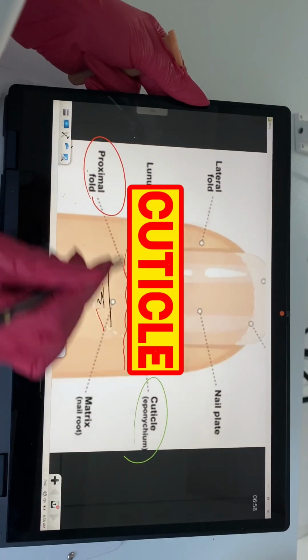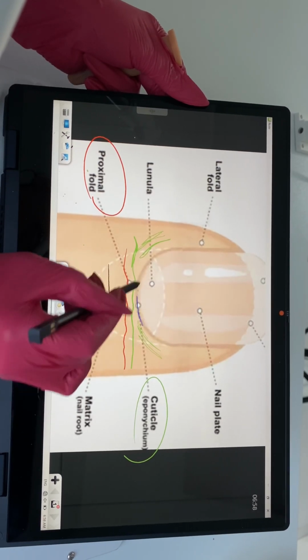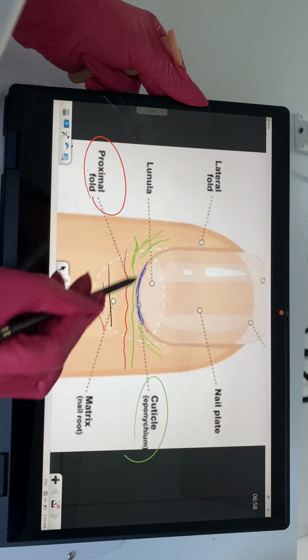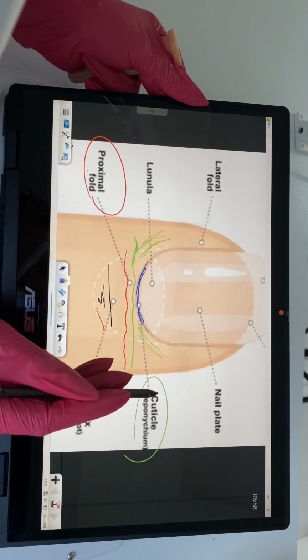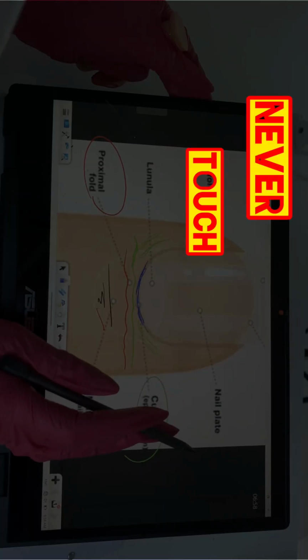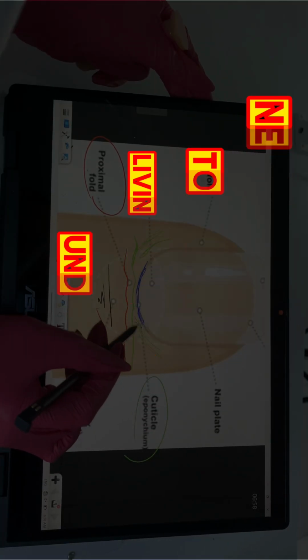Now we have cuticle, the dead layer on top. This thin layer of dead tissue sticks to the nail, and during manicures, we carefully remove or push it back. But we never touch the living eponychium underneath.